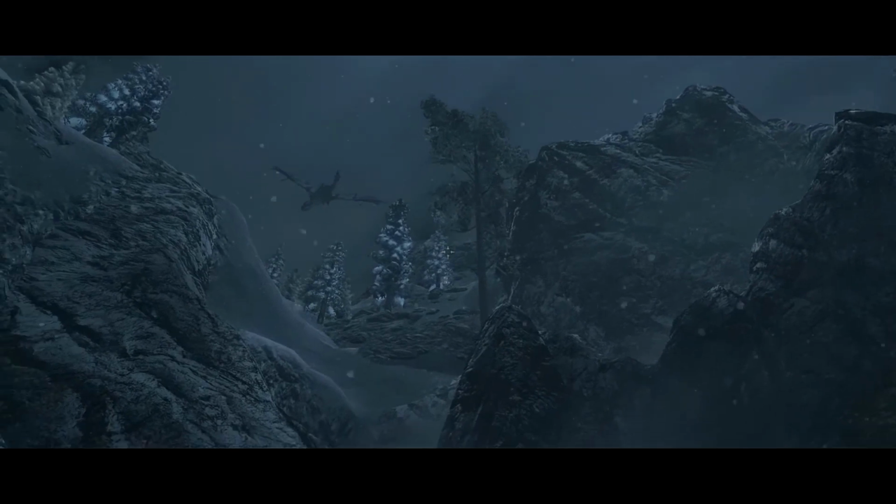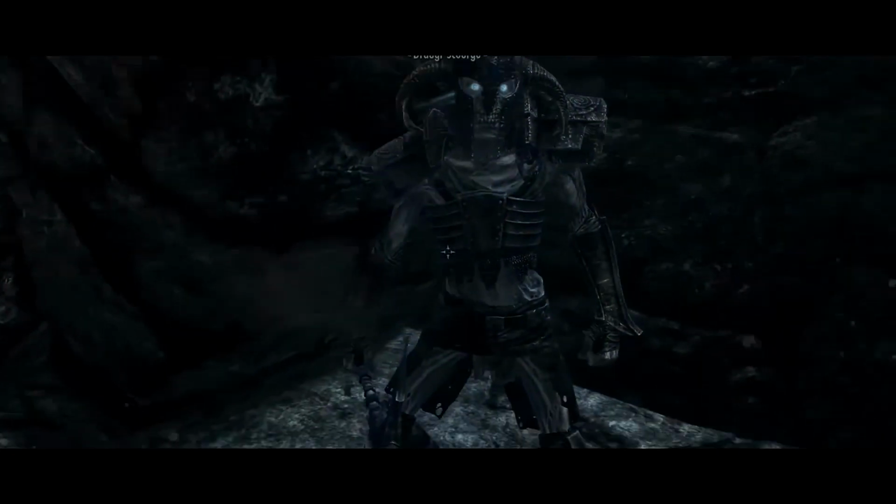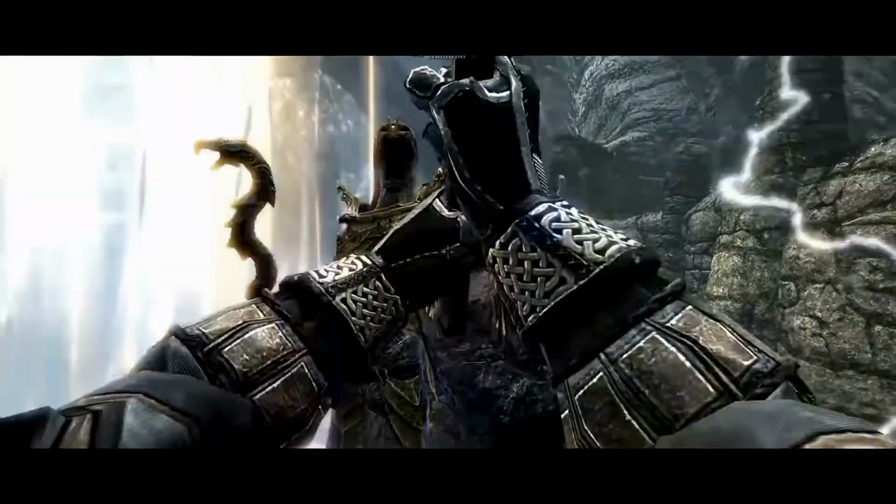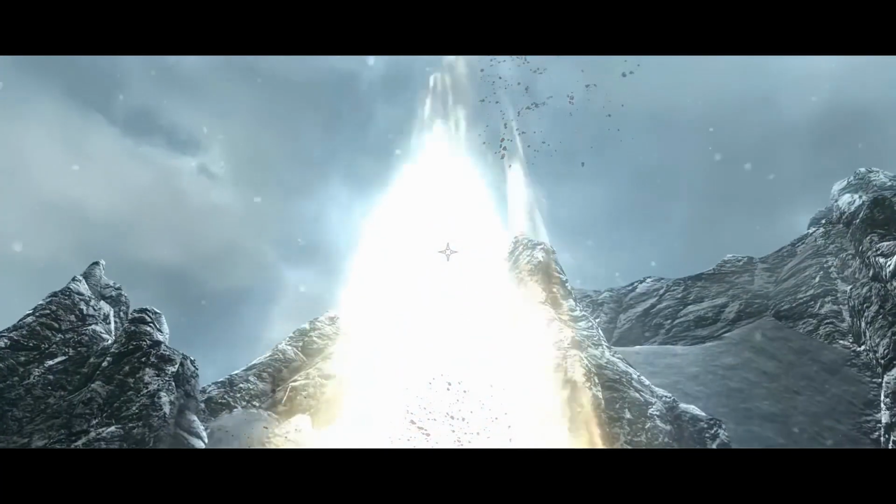Flying on the back of the dragon, we arrive at ancient ruins, where we find hordes of the undead. After wiping them out with the dragon priest, we step into Sovngarde.